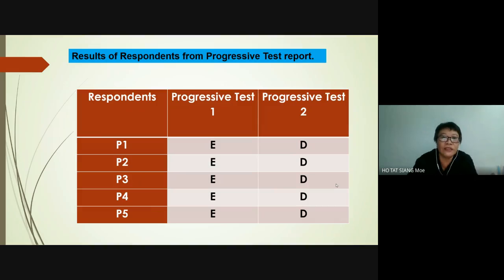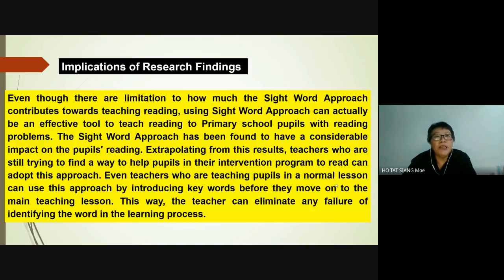This is very obvious. Now, the implication of the research finding: even though there are limitations to how much the sight word approach contributes towards teaching reading, using the sight word approach can actually be an effective tool to teach reading to primary school pupils with reading problems. The sight word approach has been found to have a considerable impact on the pupils' reading. Extrapolating from these results, teachers who are still trying to find a way to help pupils in their intervention program to read can adopt this approach.